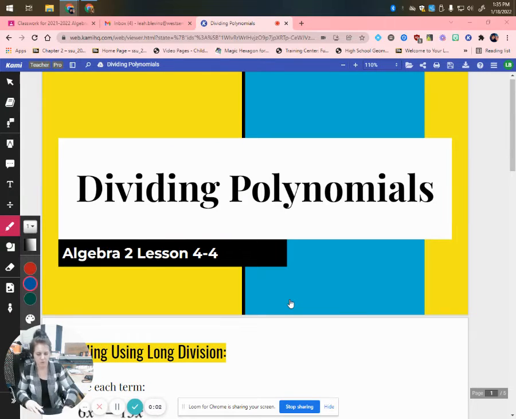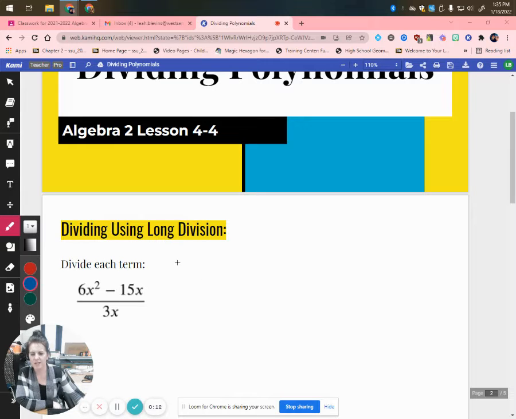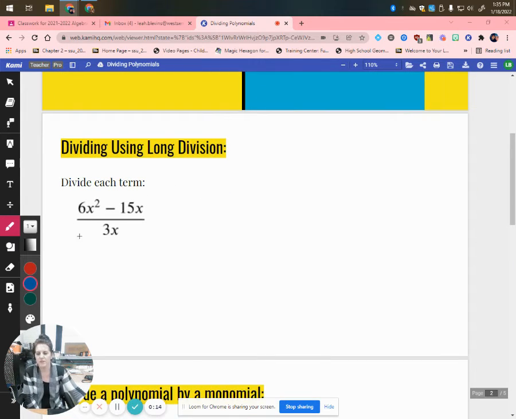Hey, in this video, we're going to learn to divide polynomials. We're going to begin with some simpler problems and then ease our way into a little bit more challenging ones. So first, when we're dividing using long division. Well, this one we don't really have to divide using long division.